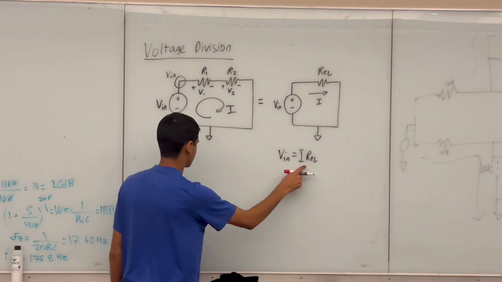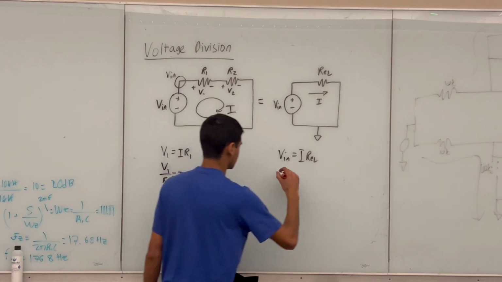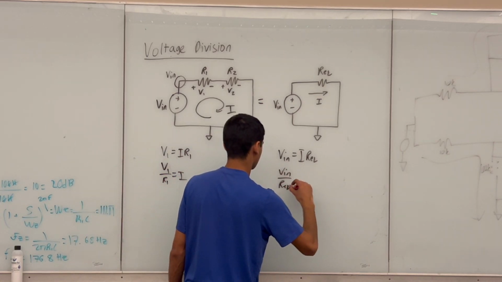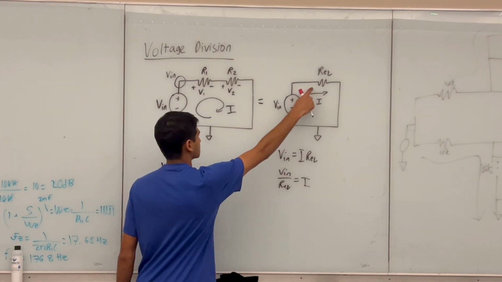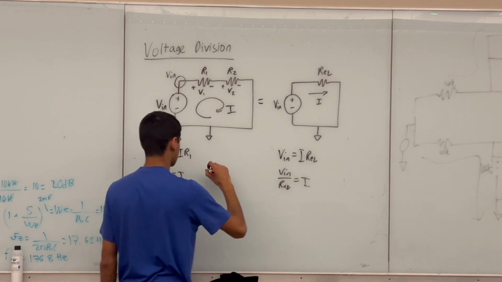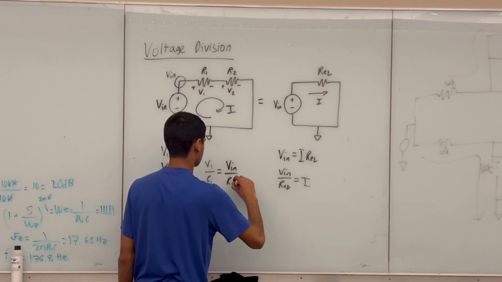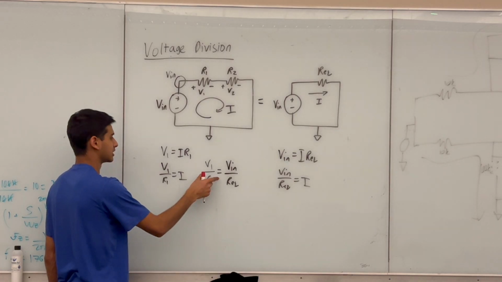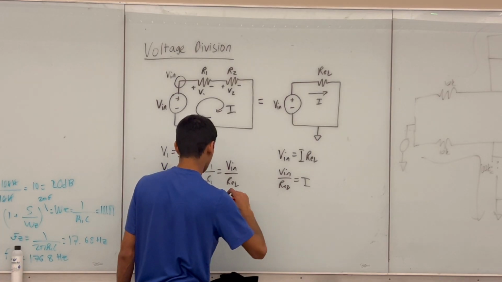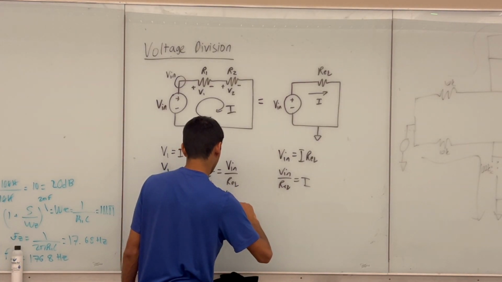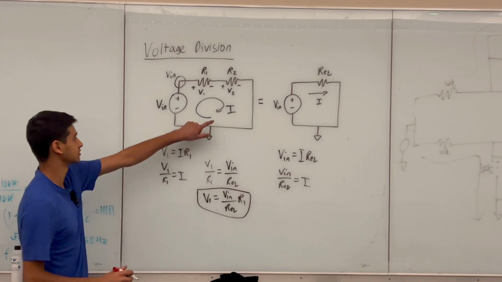So since I is the same for these two equations, I'm going to solve for I. So V1 divided by R1 equals I. Vn divided by Req equals I. Since these two currents are the exact same, since it's just an equivalent resistance, I can set these two equal to each other. So V1 divided by R1 equals Vn divided by Req. So at the beginning of the video, I said I wanted to solve for V1 and V2. So I'm going to solve for V1 here. So V1 equals Vn divided by Req times R1. So this is your voltage division formula for this particular scenario.